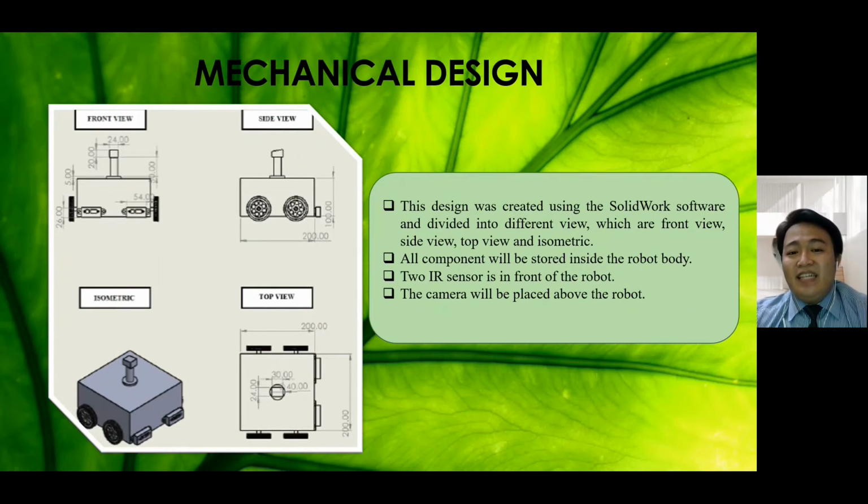In the mechanical design, this design was created using the SolidWorks software and divided into different views, which are front view, side view, top view, and isometric. All components will be stored inside the robot. Two IR sensors are in front of the robot, which is in here, and last but not least, the camera will be placed above the robot, which is in here.